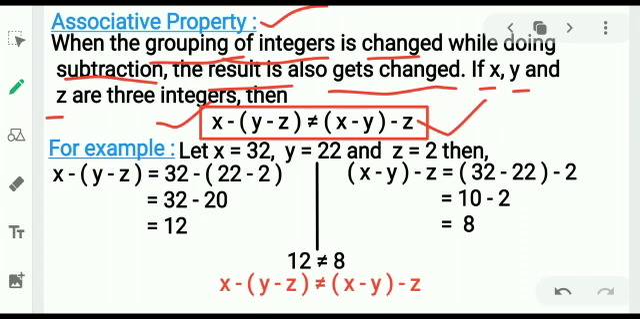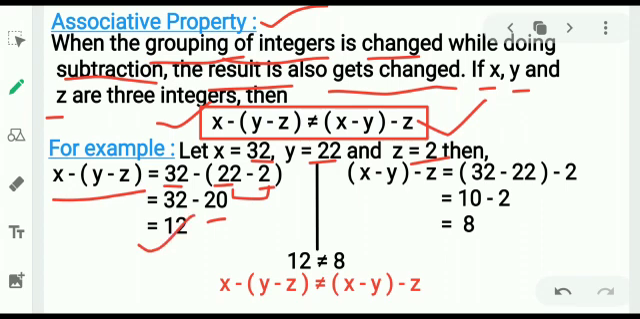Suppose we have the first integer x as 32, the second integer y as 22, and the third integer z as 2. First of all, we group y and z together and find the value of x minus (y minus z). So in the place of x we put 32, in the place of y we put 22, and in the place of z we put 2. We know that the difference of 22 and 2 is 20, and when we subtract 20 from 32 we get 12.